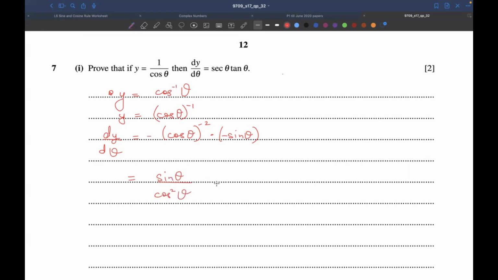We can write this as sine theta divided by cos theta multiplied by cos theta. We know that sine theta upon cos theta is tan theta. So we can now write dy by d theta as tan theta, and 1 upon cos theta is sec theta. So this will become tan theta sec theta.